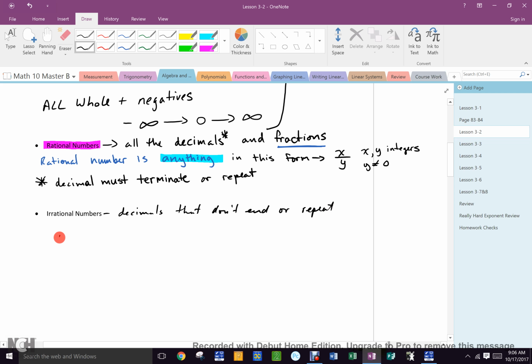Pi. Because pi is the circumference divided by the diameter, right? That looks like a fraction, doesn't it? But it isn't. It never repeats. Does anybody know of any other irrational numbers?